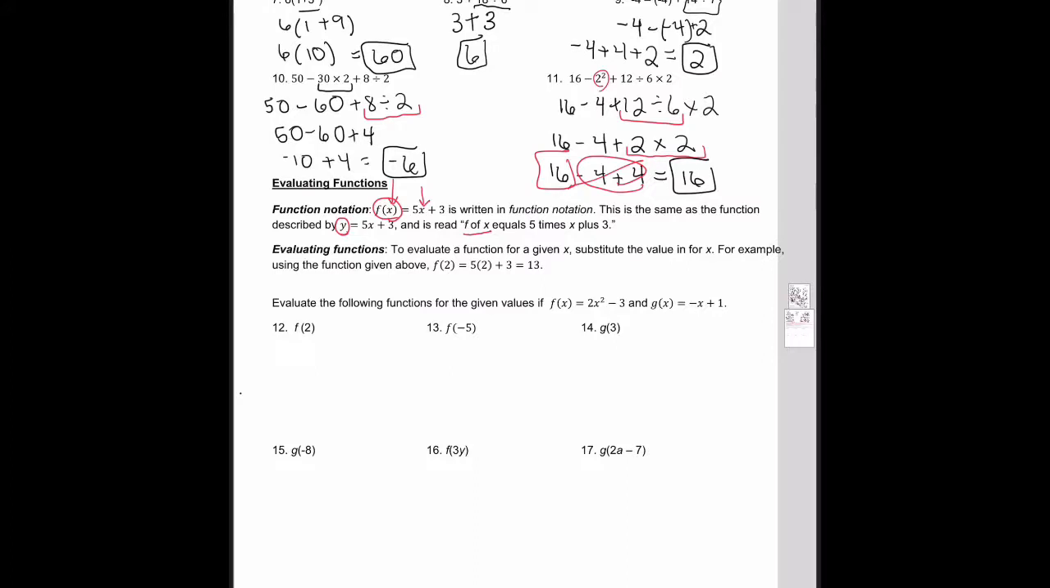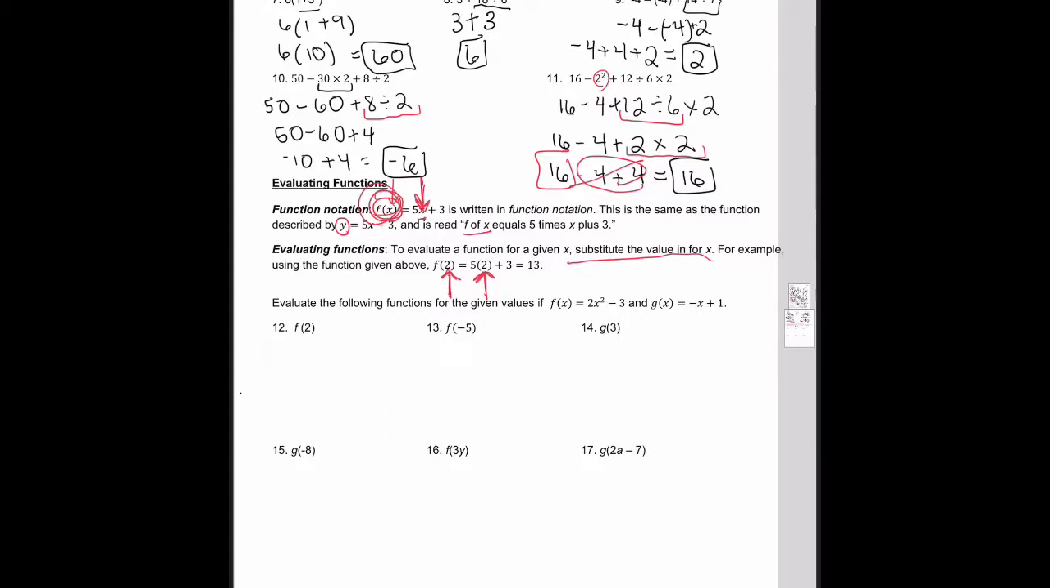Okay, evaluating functions. So to evaluate a function for a given x or just any variable, substitute the value in for x. Okay, so for example, notice where x once was up here, there's now this 2. So that means where x once was, here in this 5x plus 3 expression, instead of writing x, we're going to substitute it with the 2.